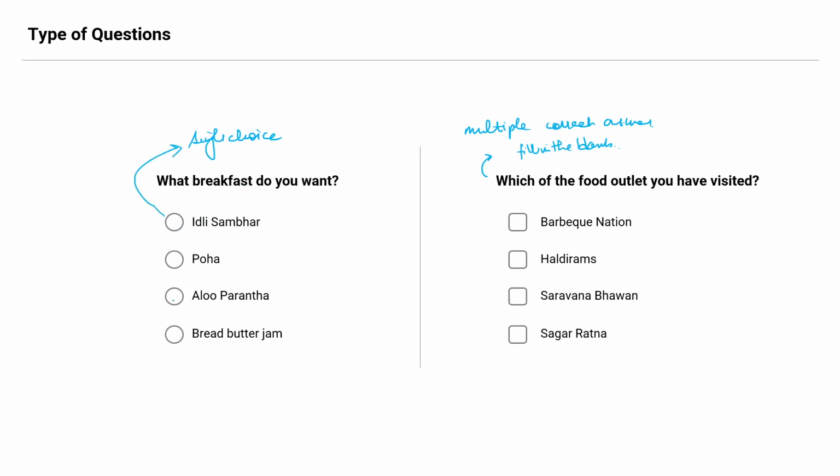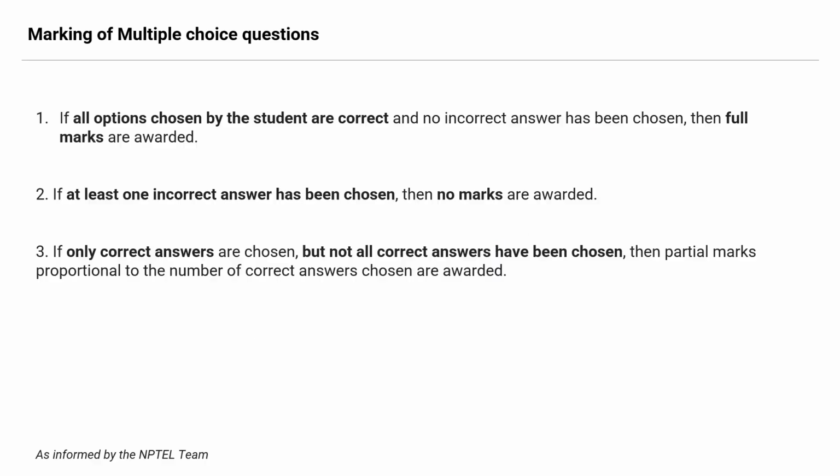What breakfast do you want? Maybe I can take up paratha. Which food outlet have you visited? Some of you may have visited all of them. For some, it may be selective ones. Which means that there could be multiple correct answers. All right. This is an important criterion. I'll take a while to make you understand. So there are three scenarios of marking, which basically talk about how the evaluation is done in the courses. If you have noticed, some of you might have received 0.33 or 0.66 marks. That is because of the criterion wherein you get proportional marking.